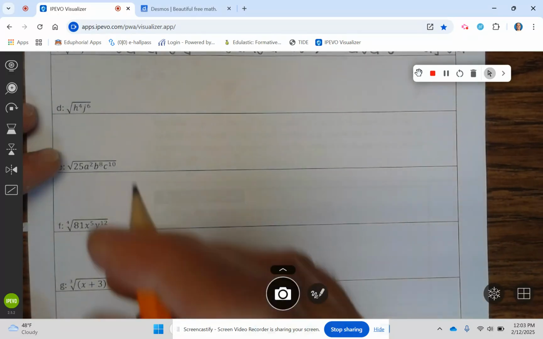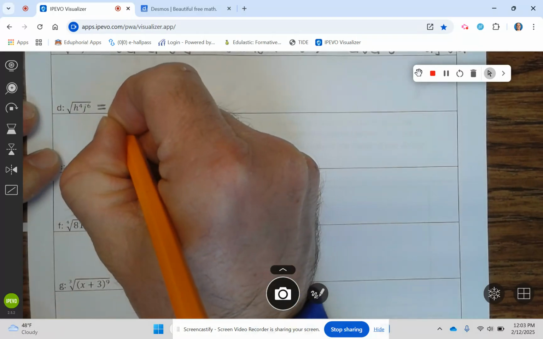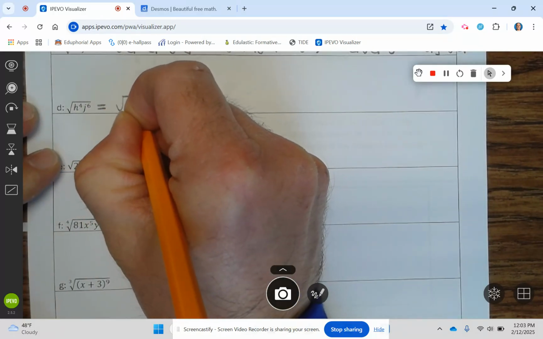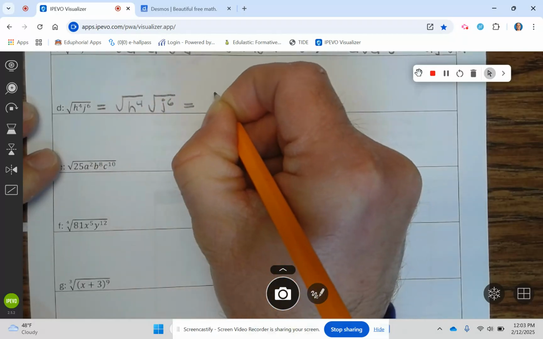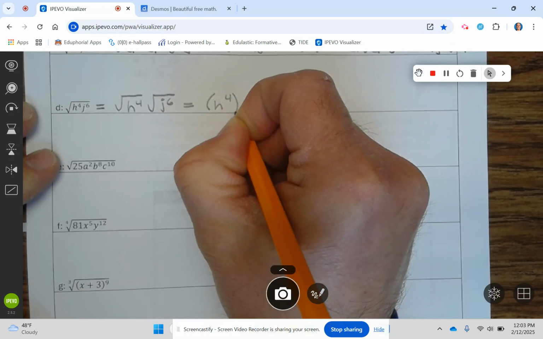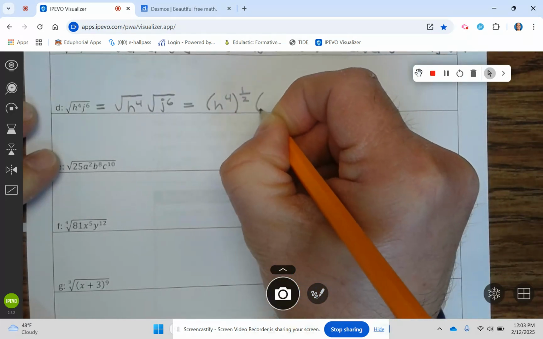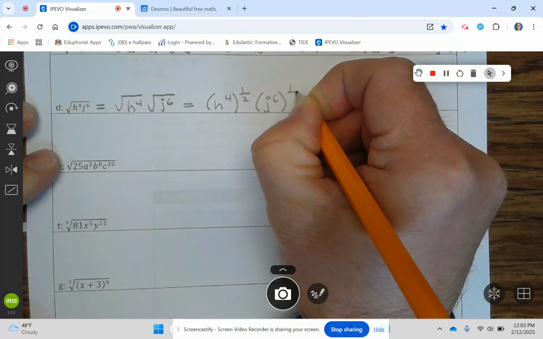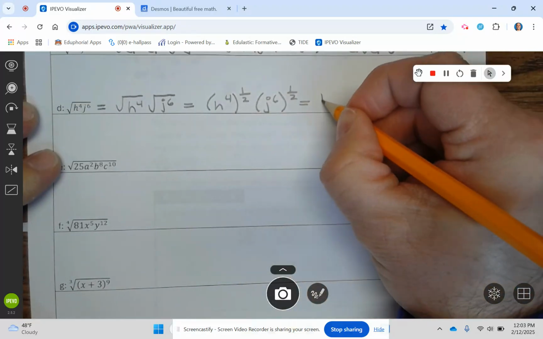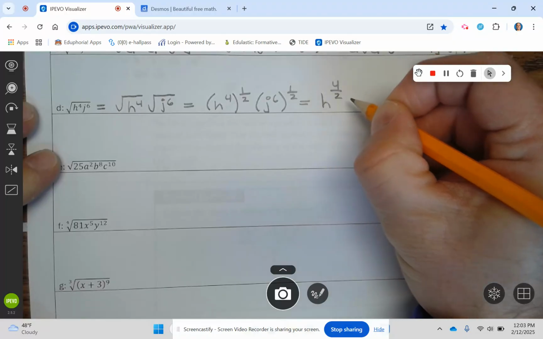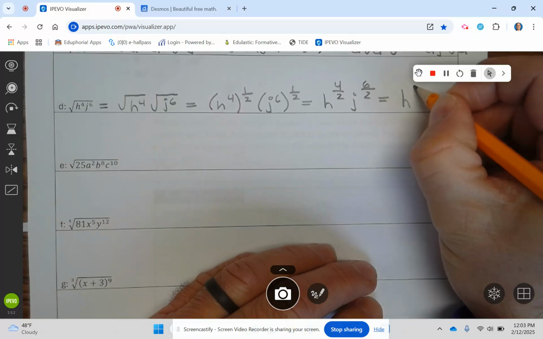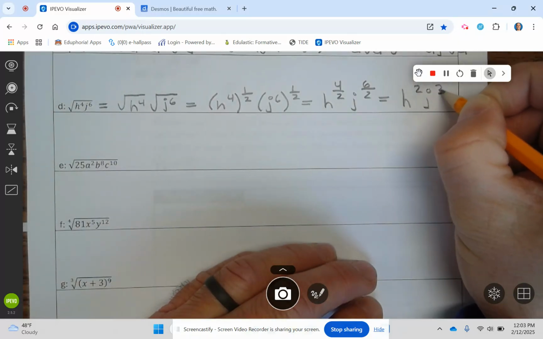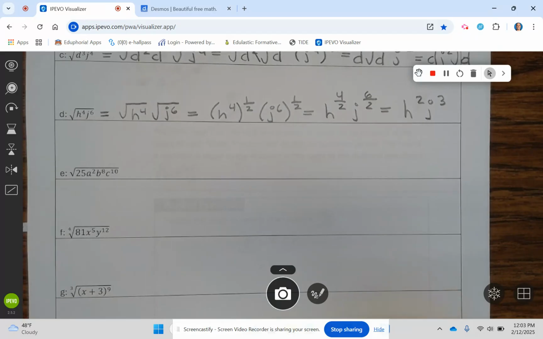All right, let's take a look at D. So then this becomes square root of h to the 4th times square root of j to the 6th. It's going to be written as h to the 4th times 1/2 and j to the 6th times 1/2, which equals h to the 4 divided by 2 times j to the 6 divided by 2, which equals h squared j cubed. Go ahead and finish up D.